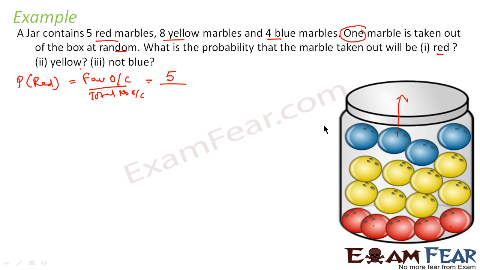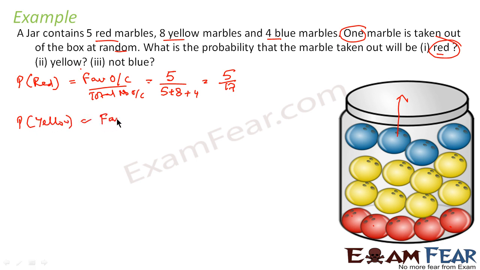Total number of outcome is nothing but total number of marbles. That is 5 plus 8 plus 4, 5 red, 8 yellow and 4 blue. This comes out to be 5 by 17. So my probability of red is 5 by 17. Problem solved.